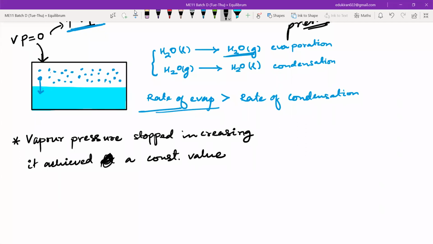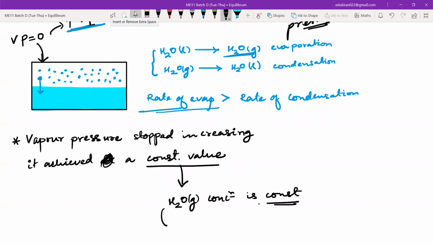Okay. Now, if it achieved a constant value, that means the concentration of H2O gas is constant. It is not increasing anymore. Yes or no? Yes. Okay. It is constant. So if this reaction is going to happen, if this reaction proceeds, then that will lead to an increase in the concentration of H2O gas, an increase in the vapor concentration. Yes or no?